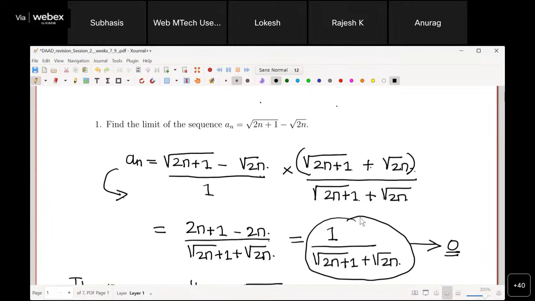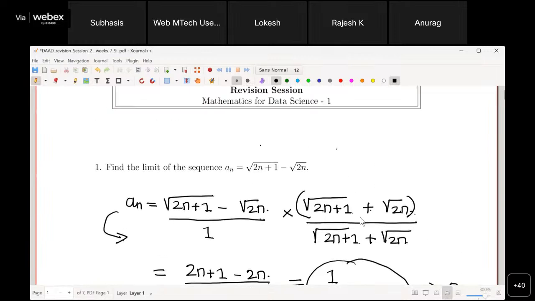So finally, what we are getting? We are getting 0 as the limit of this sequence. 0 is the limit of this sequence. So is it clear now? Any doubt from this question?